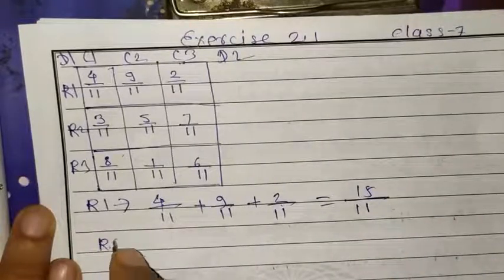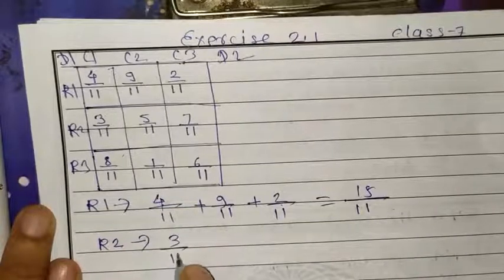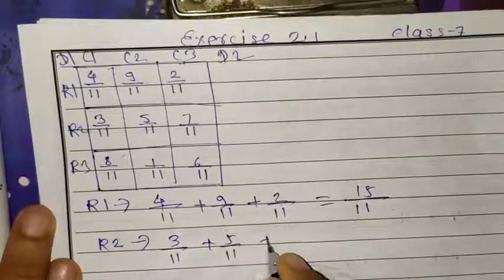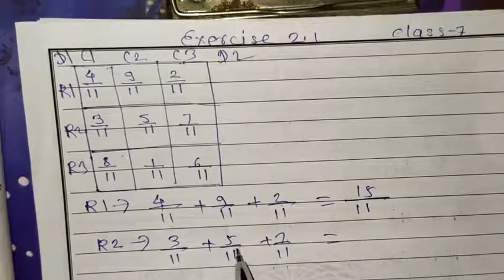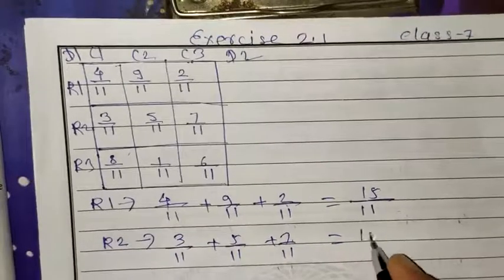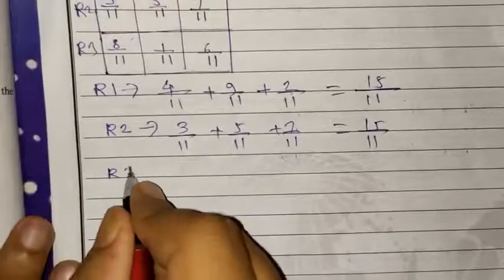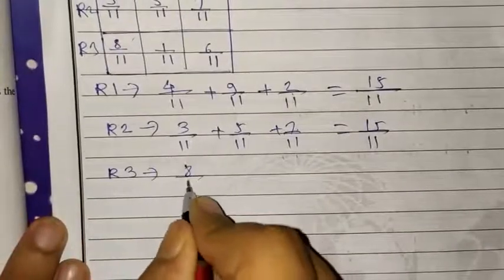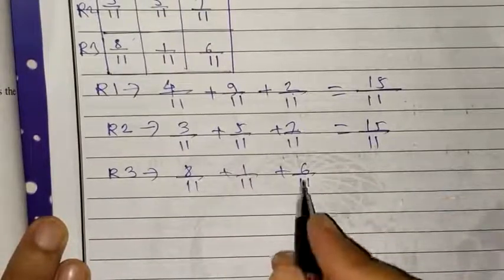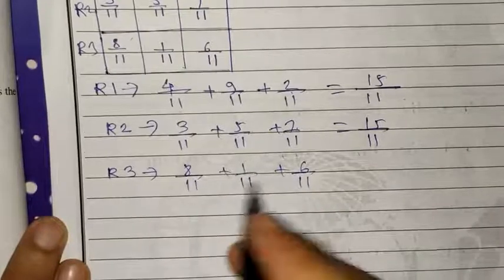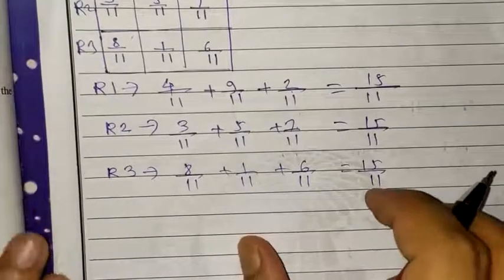Then going to the next row, in the second row as usual you write the values. Now here 7 plus 5 is 12, 12 plus 3 is 15, so it is 15 upon 11. Now in the third row you write the values first, then 6 plus 1 is 7, 7 plus 8 is 15, 15 upon 11. So in every row we got the same value.